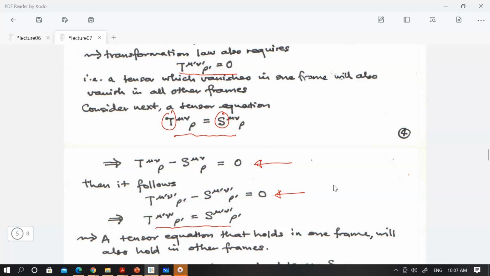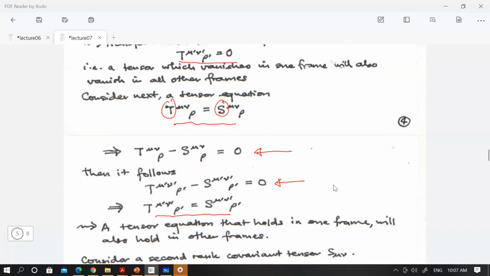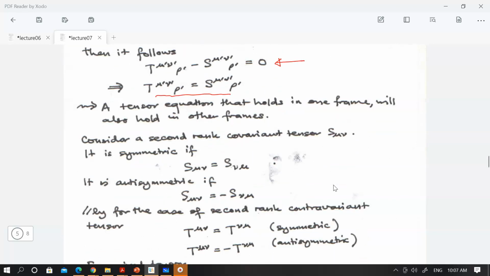And I have to say that this is with the condition that we are restricted to special relativity, because in general relativity, something else can happen. Okay.